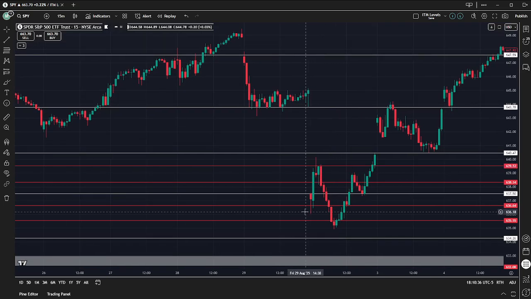But right here's a really good demonstration of supply and demand zones. Right here we got the push above key pivot. We retested supply, can't close back above supply. Reject supply. Start pushing back into demand zone below key pivot. Close below key pivot. Same thing. Held demand. Push back into supply. Held above key pivot. Pushed above key pivot. Held above key pivot again.